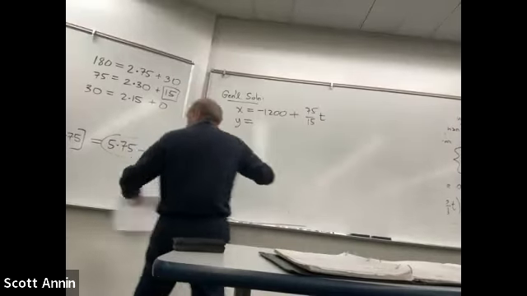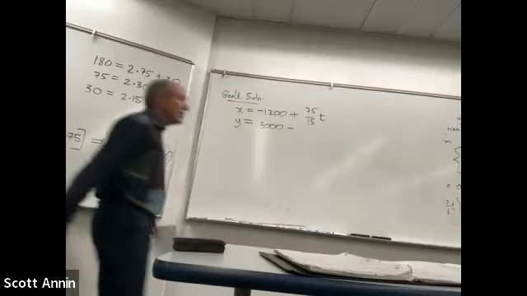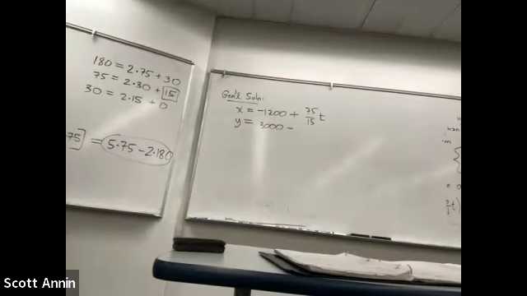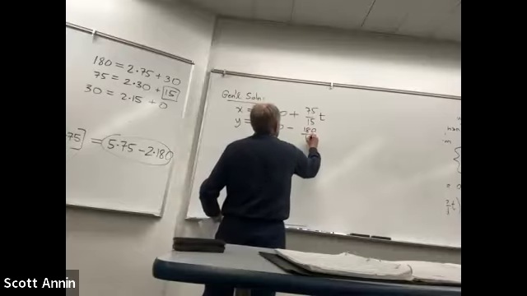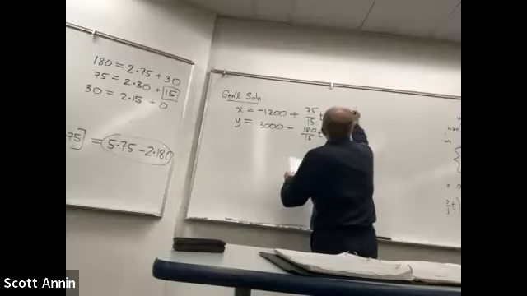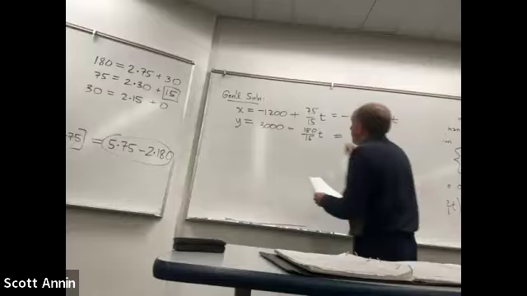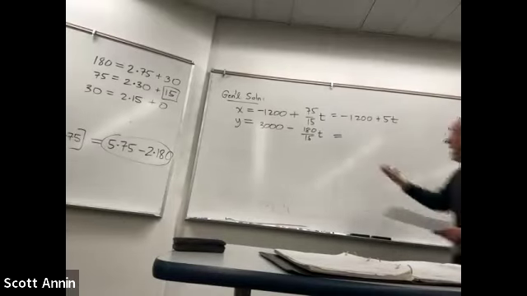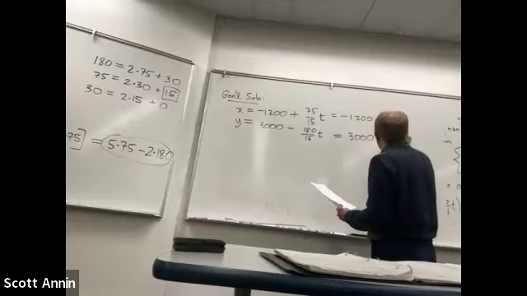And then the Y value is Y naught, which is 3,000, minus A over D. The A value is 180. We're dividing that by 15. So minus 180 divided by 15 of T. And so this is just negative 1,200 plus 5T for X. And for Y, we have 3,000 minus 12T.